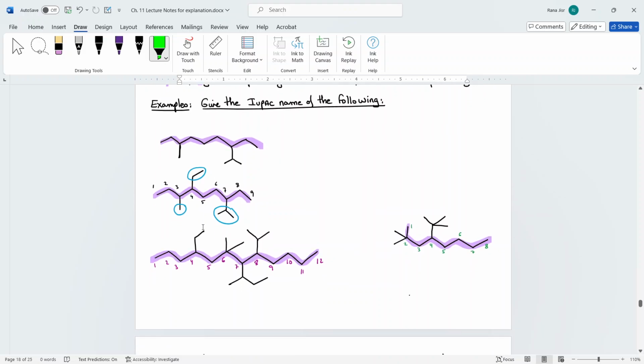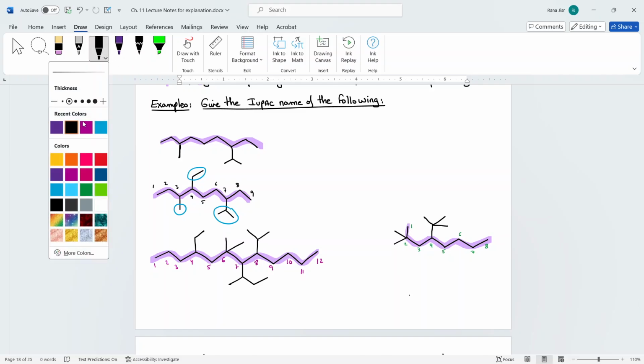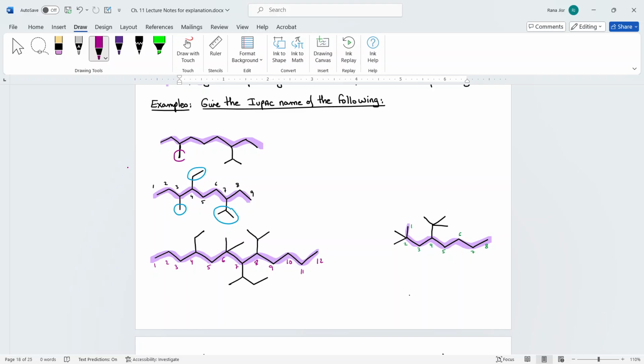So let's have examples on these. Give the IUPAC name of the following. We're going to choose the longest carbon chain in there, and then we are going to circle the substituents. So see over here, I have a substituent which is a branch, and this one is an isopropyl. This one is a methyl. I is part of the name. So if you arrange it in alphabetical order, isopropyl comes first.